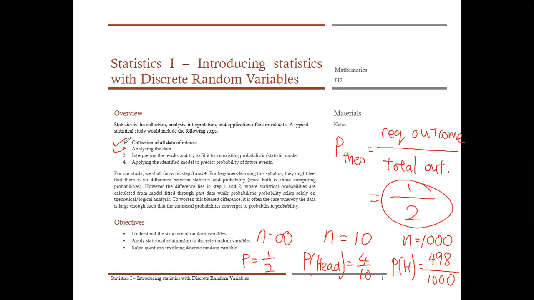Then after that, we will try to interpret the data, number three, and try to feed it into an existing probabilistic or statistical model. Okay, so once we have this, the model will come in the form of a mathematical equation. We will look at it later on. Okay, number four is actually to apply the identified model to predict the probability of future events. So that is where the essence of statistics lies.